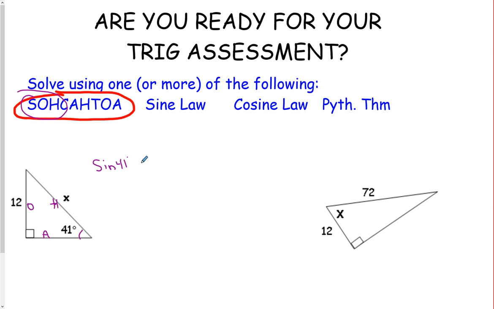Sine of 41 degrees is going to be my opposite. That's 12 over my hypotenuse. That's my unknown. Remember that these ones are a bit tricky because our unknown's on the bottom. Got to multiply both sides by x to move it up over here and divide both sides by sine of 41 to move that down over there. We're going to end up essentially with our x and our sine of 41 switching places. So we divide those out, and that's going to be 18.3.